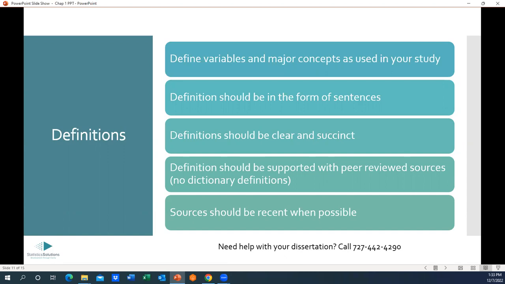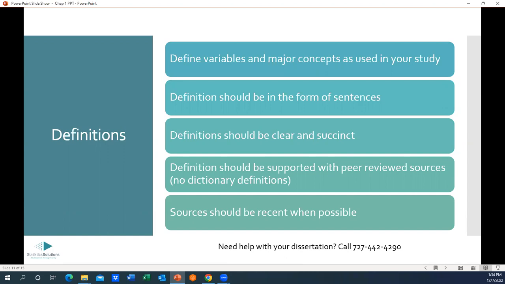And they should be supported with peer-reviewed sources. Absolutely, under no circumstances can you use dictionary definitions. All right, they're too general. The definitions need to come from the literature, and this is how you're going to be defining the term for your study, right? So they should come from the literature, and you should use a peer-reviewed source to anchor them, to support them. And sources should be recent when possible.